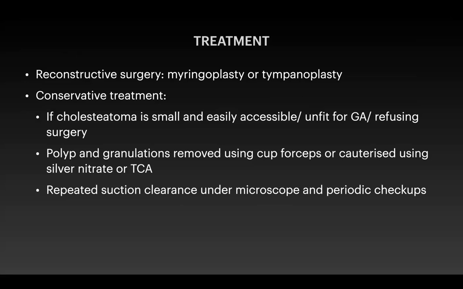Conservative treatment is reserved for patients who have small and easily accessible cholesteatoma, patients unfit for GA or general anesthesia or refusing surgery. In conservative treatment, polyp and granulations are removed using cup forceps or cauterized using silver nitrate or TCA, and repeated suction clearance under microscope with periodic checkups is done.